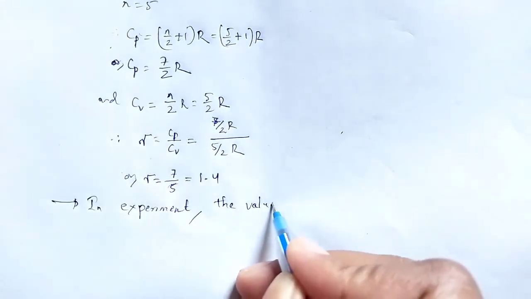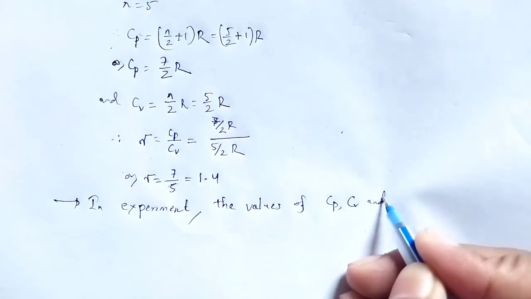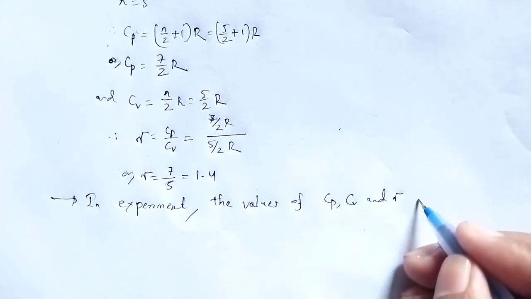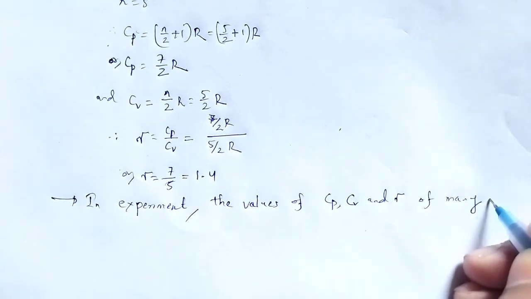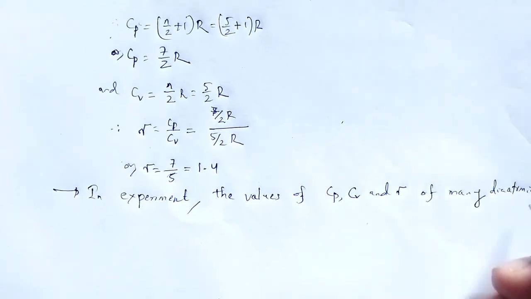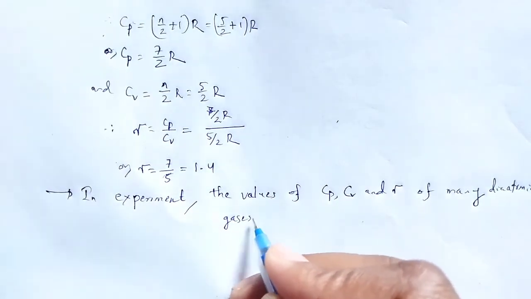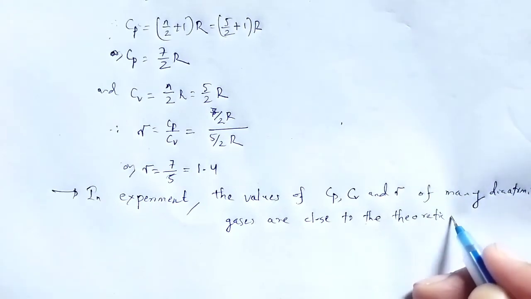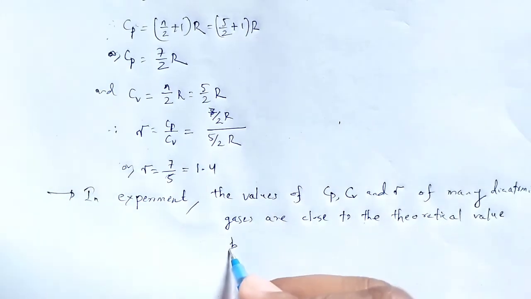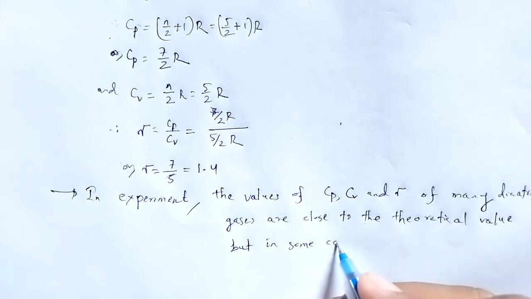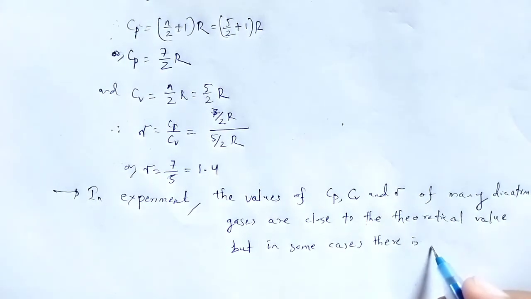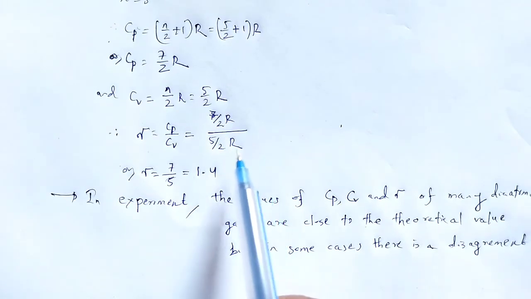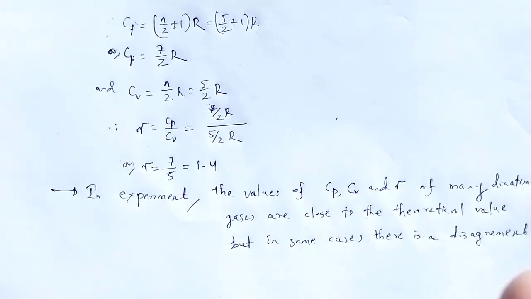These are the theoretical values, but in experiments the values of Cp, Cv and gamma of many diatomic gases are close to the theoretical value. But in some cases there is a disagreement, in the sense that the theoretical value and the experimental value differ widely.